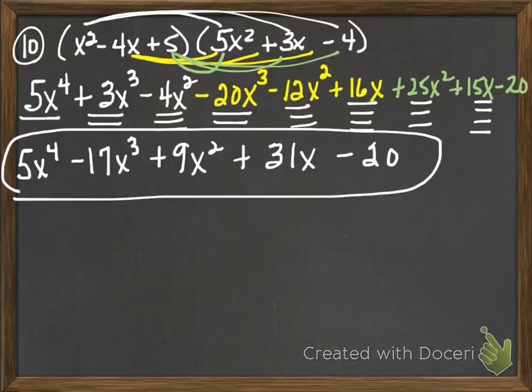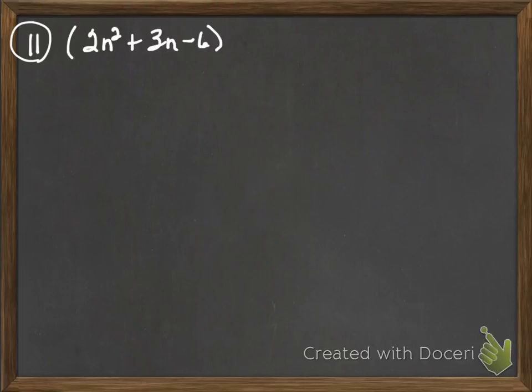Okay. Number 11. Anybody still copying 10? All right. Number 11. It's also a trinomial times a trinomial. Do you want to do this one together, or do you want to do it on your own? Okay. All right. Y'all do this one on your own while I work it out, and let's see if we can get the same answer.